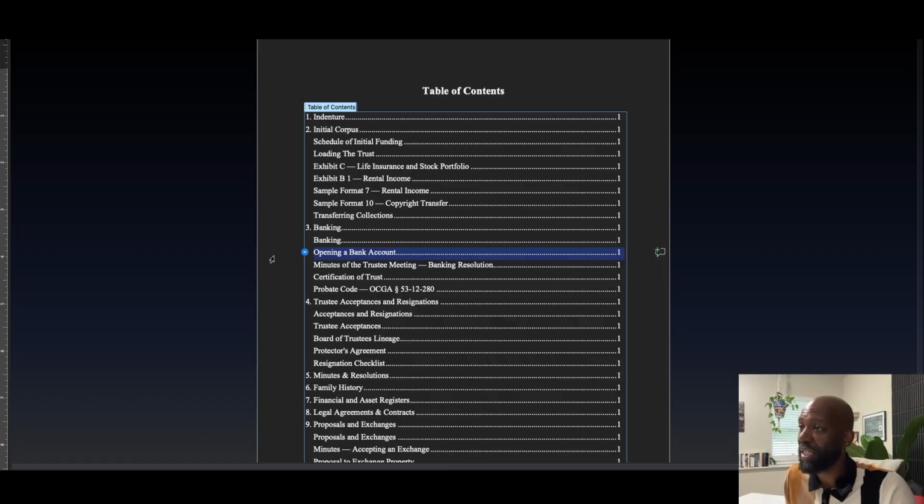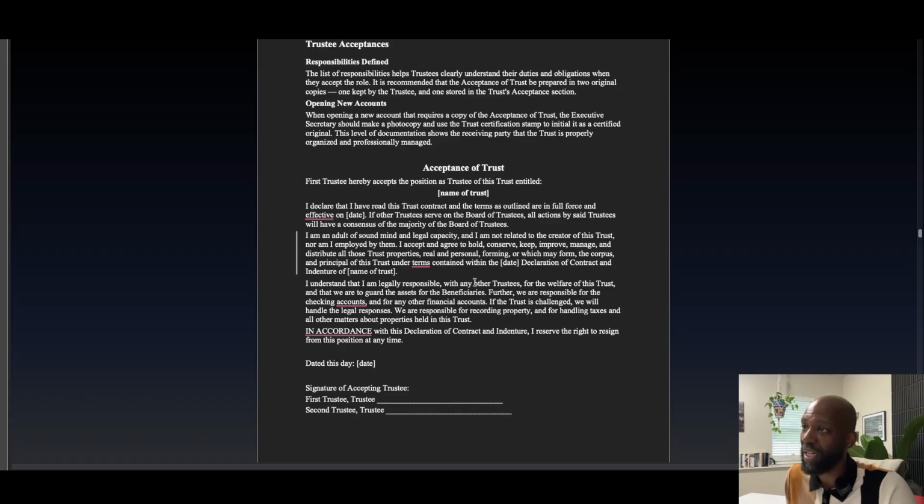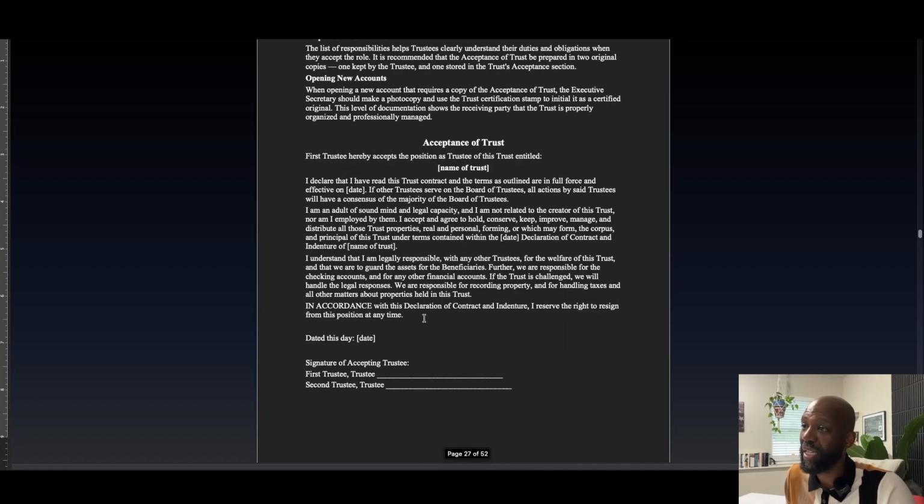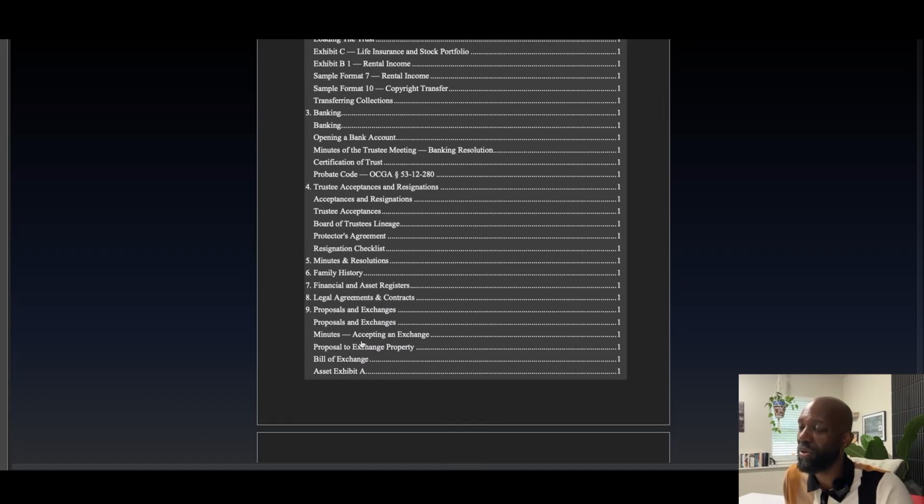Let's go to a different section. Let's go to acceptances and resignations, right? This is what you will write for the trustee. The trustee would read this and sign. Simple. They're agreeing to this. And then you have a board of trustee lineage, names, who they got hired by, what was the date they got hired, right? When they resigned, if they did.